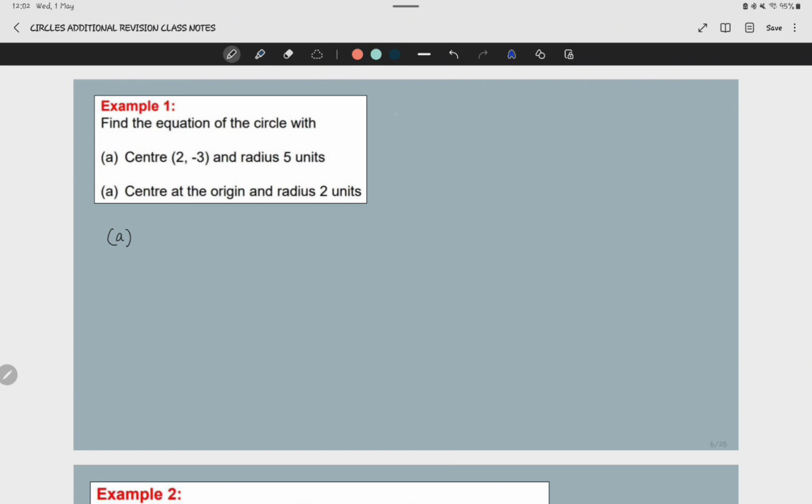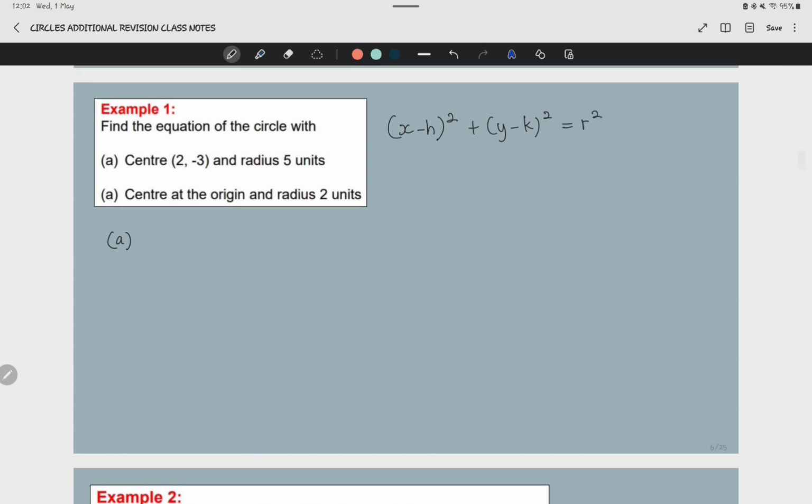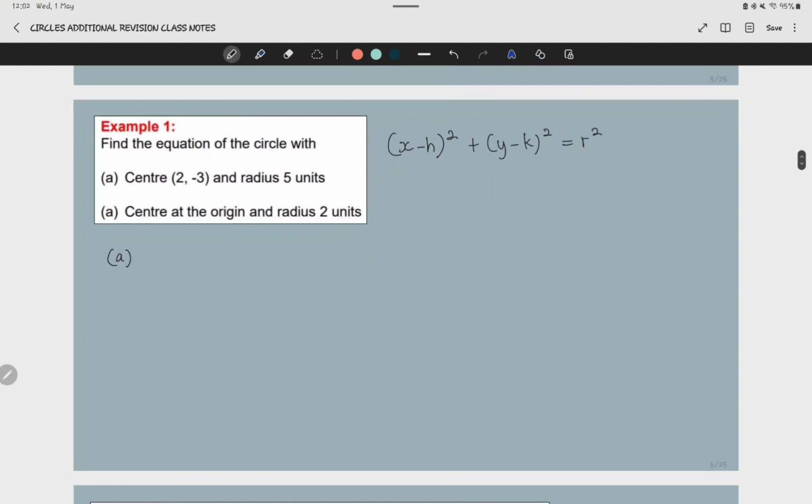I type (x minus h) squared plus (y minus k) squared equals r squared. This is the general formula that we are using constantly in this topic. So here, h and k is your center. So here will be x minus, what is your h? h is 2. So (x minus 2) squared. Got one part of it. Now, (y minus negative 3) squared. Don't forget, we are minus then negative 3. You don't put straight away negative 3. That is wrong. Equals to radius squared, 5 squared.